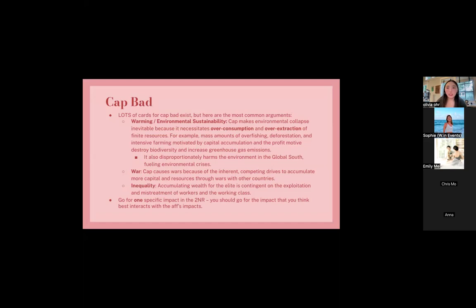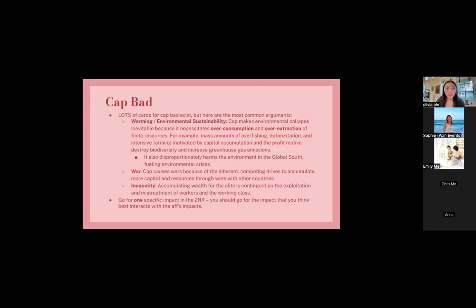A lot of people, this is the most common impact card to cap. So cap makes environmental collapse inevitable because it necessitates overconsumption and overextraction of finite resources. So for example, there's a mass amount of overfishing, deforestation, and intensive farming motivated by capital accumulation and the profit motive, which destroys biodiversity and increases greenhouse gas emissions that contribute to warming. You can also make an argument that it disproportionately harms the environment in the global south, fueling environmental crises and causing the US to just export their problems elsewhere.